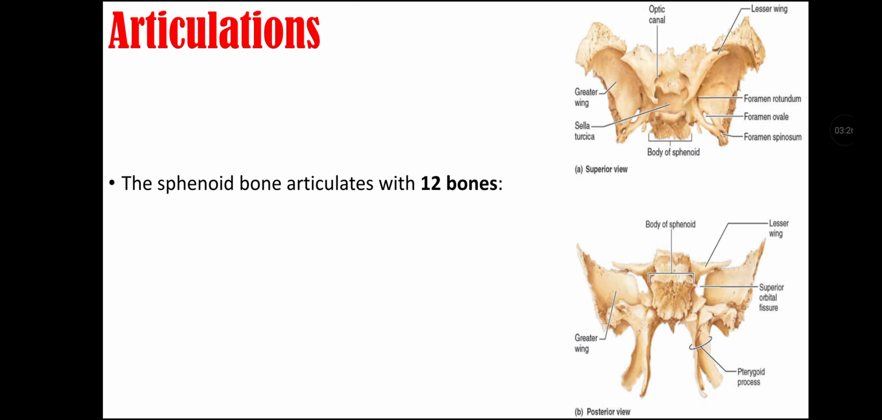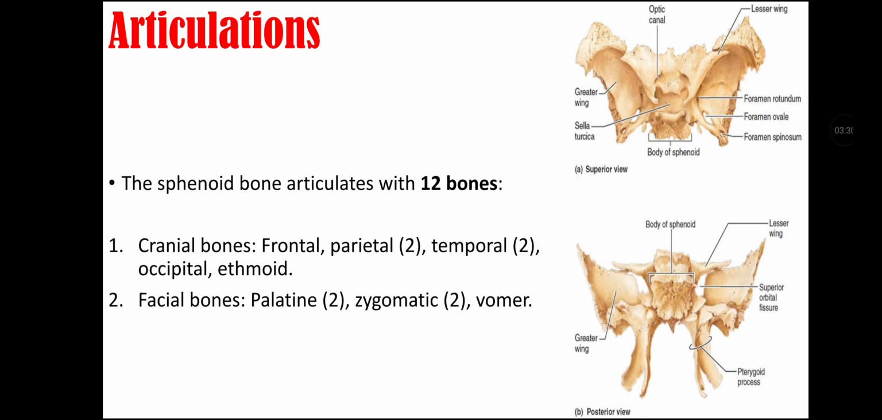Articulations of sphenoid bone. Sphenoid bone articulates with 12 bones. It articulates with cranial bones as well as it articulates with facial bones. Articulation of sphenoid bone with cranial bones include articulation of sphenoid bone with one frontal bone, two parietal bones, two temporal bones, one occipital bone, and one ethmoid bone. Articulation of sphenoid bone with facial bones include articulation with two palatine bones, two zygomatic bones, and one vomer.